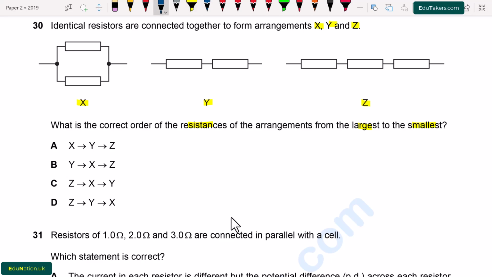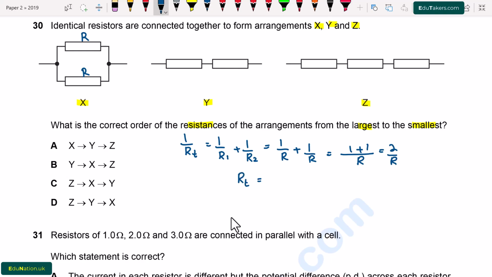Here are two resistances and both of these are connected in parallel. If I suppose that the resistance is R for both of these resistors, and we have to find out the total resistance in the parallel combination, I use the formula 1 over RT is equal to 1 over R1 plus 1 over R2. Now I am going to put values here. It will be 1 over R plus 1 over R. It means that total resistance will be equal to R by 2. For the first circuit, it will be R over 2.